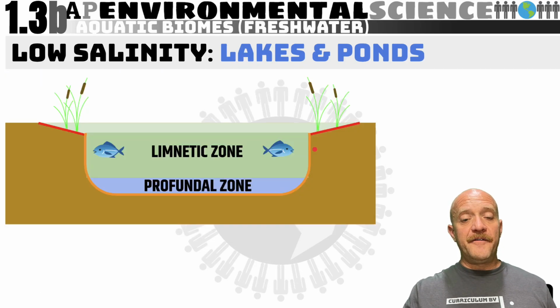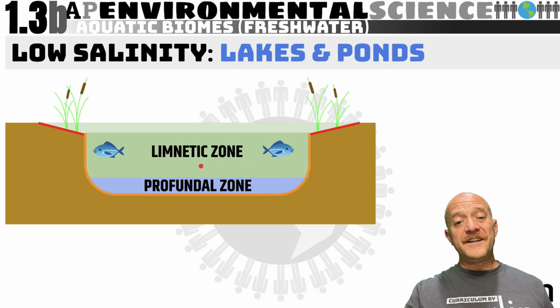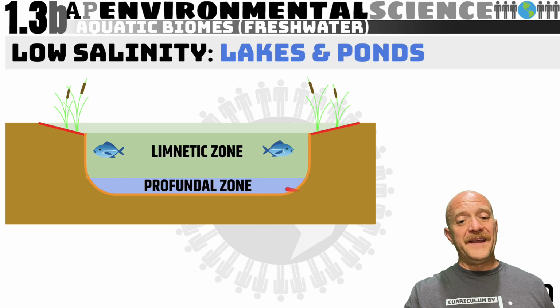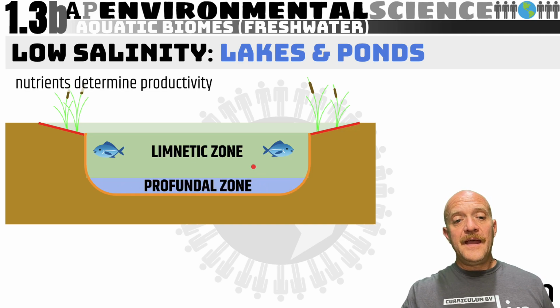So another type of freshwater biome is a lake and a pond. And in lakes and ponds, we have 4 different zones that you need to know. We have the limnetic zone and the profundal zone. The limnetic zone is where you're going to see fish. The profundal zone will be at the bottom. Typically, light does not reach down to the profundal zone.